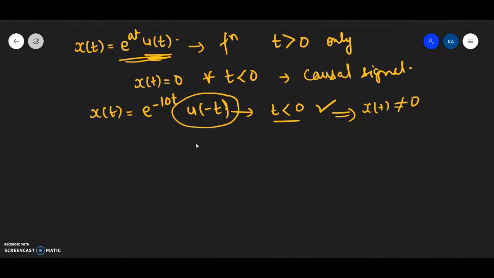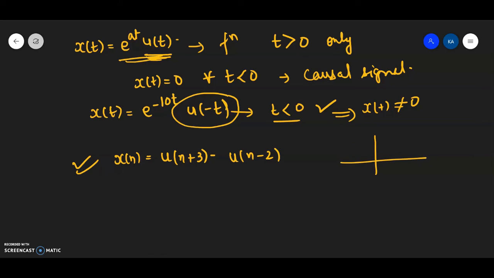Again, let me take a discrete time signal. For example, x[n] is nothing but u[n+3] minus, say, u[n-2]. And I have to see whether this signal is a causal signal or a non-causal signal. So what I need to do is first draw u[n+3]. It will start from minus 3, minus 2, minus 1, 0, this will be 1, this will be 2, and so on. This will be your u[n+3].